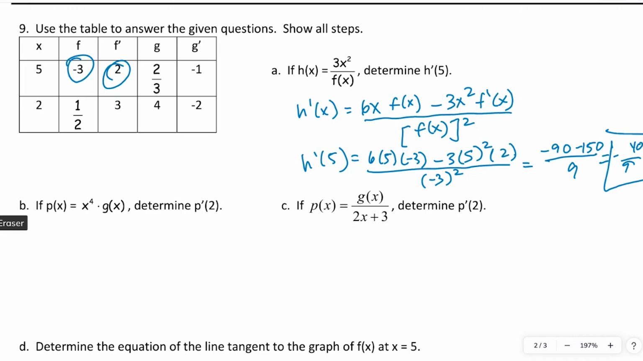Let me try to rewrite that too. It looks kind of weird. Negative 240 over 9. All right, part B.